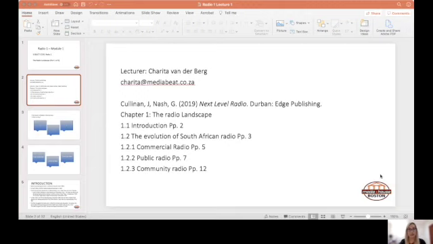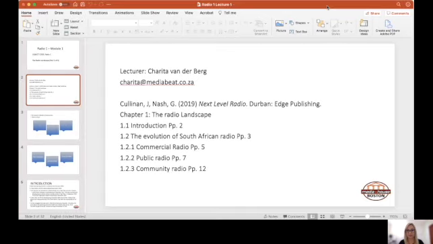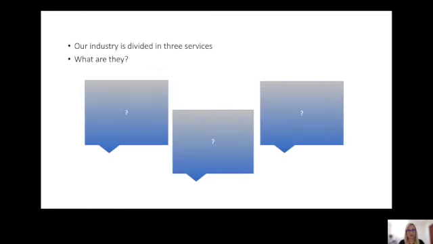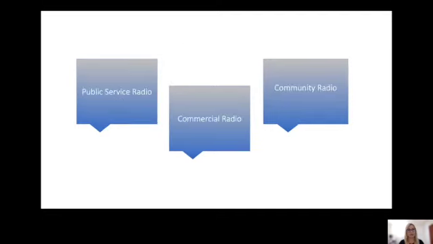So for today, we're going to look at the radio landscape. Quite a lot can be said about the radio landscape, but we'll be looking specifically at an introduction, at the evolution of South African radio, and then we'll look at the different sectors. So there's the commercial radio sector, the public radio sector, and the community radio sector. Our industry is divided into three services. What are they? I literally just gave you the answers. So we have the public service radio sector, the commercial radio sector, and the community radio sector.